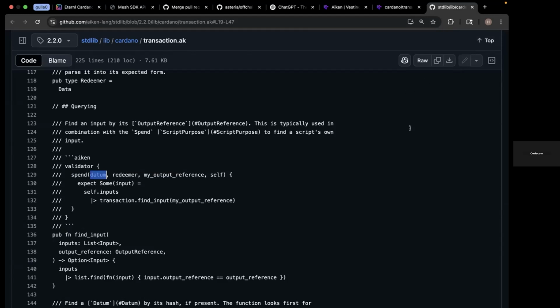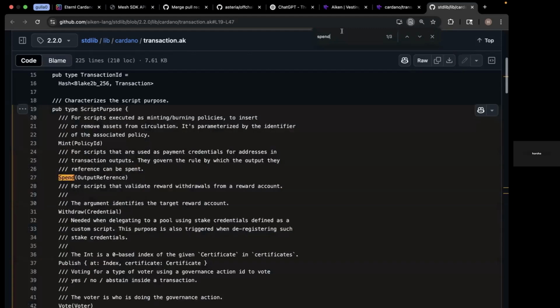How do we find that spend? How do we find the script purposes' actual functions in the code? We just search spend, and there are only three places where spend is with small letters. So we'll just see if we can find it. Are we sure it's in transaction.ak? I'm not sure actually. I don't even know where to look.